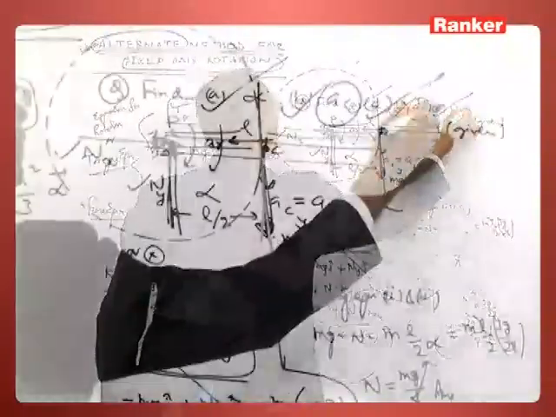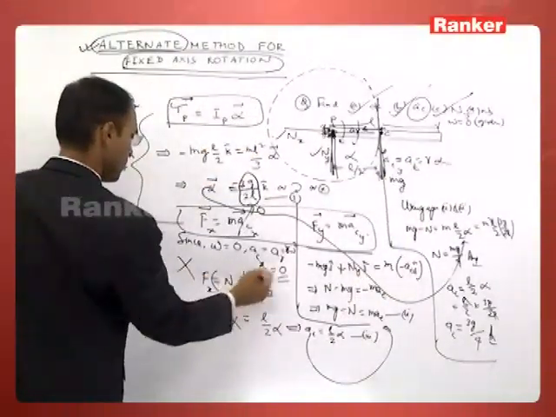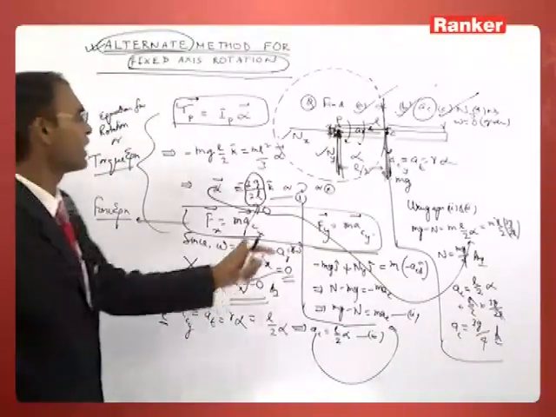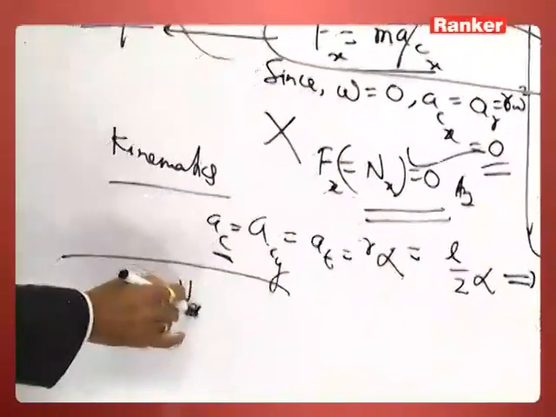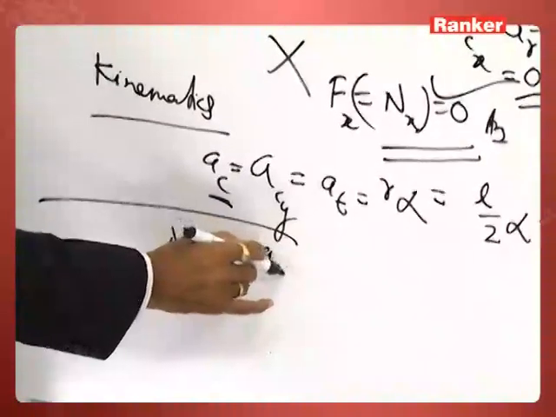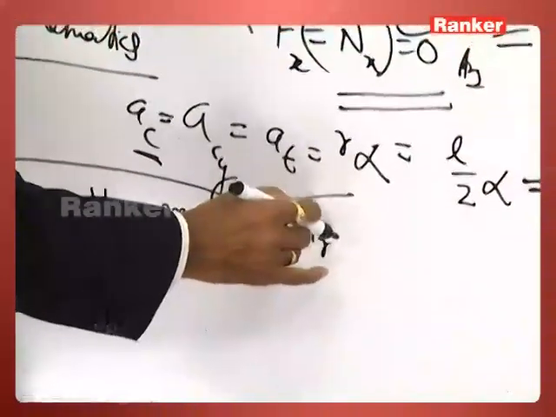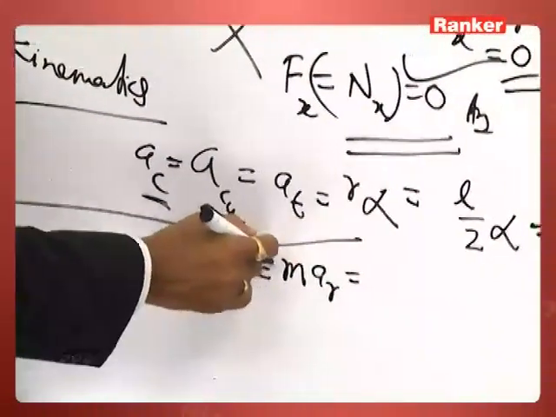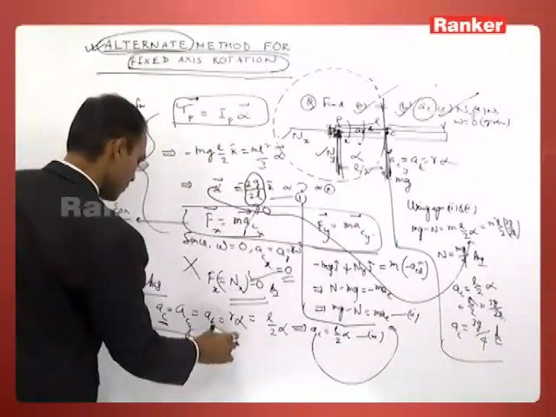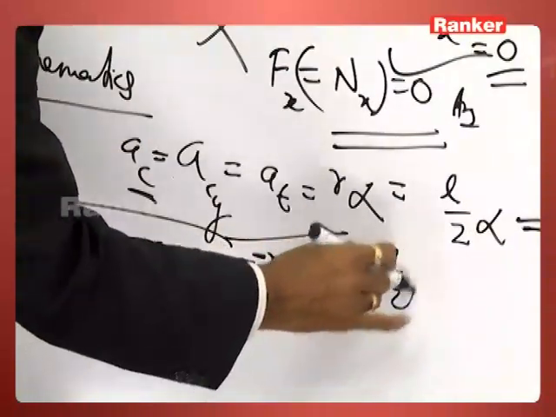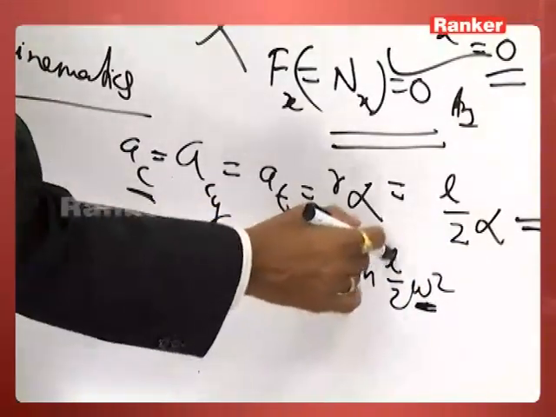force ny and nx. If they will ask you to calculate nx, you can just write nx will be 0, because omega is 0 here. If omega is not 0, nx will be equal to m into acx. If omega is not equal to 0, acx will be equal to radial acceleration in which direction? In negative x direction. That is equal to L by 2 into omega square. When omega is not equal to 0, nx will be equal to m L by 2 into omega square.